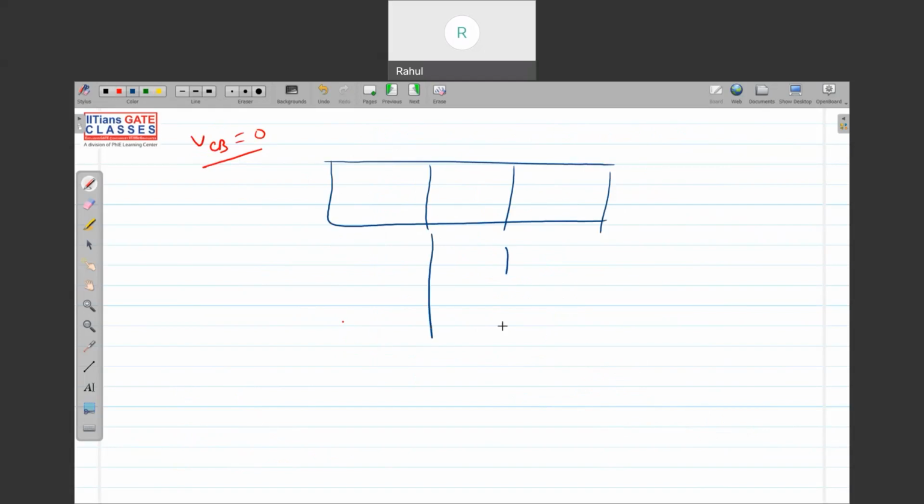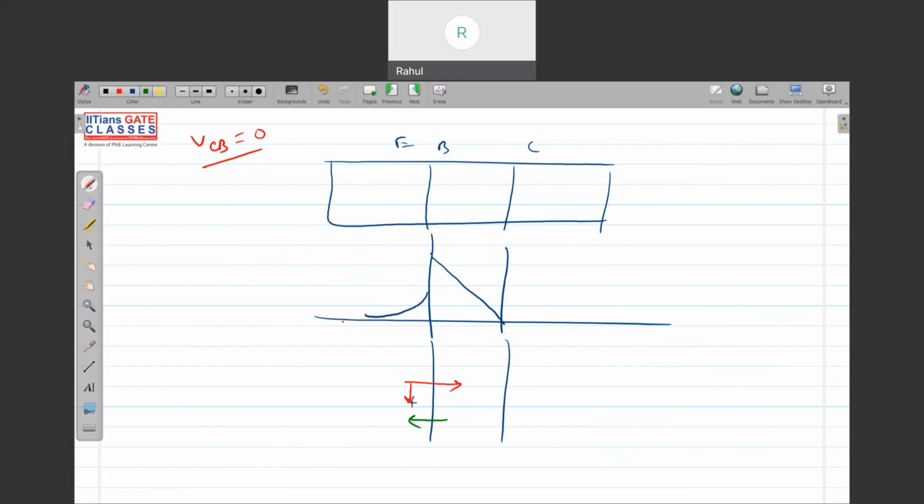If you plot the carrier concentration when VCB is equal to 0, there is no injection from base to emitter, and the emitter-base junction is forward biased. So now here, what is the carrier profile? If you plot, this is the injection of electrons from base to emitter. There will be injection of holes from emitter to base. There will be some recombination here, but I am ignoring the recombination current here now.